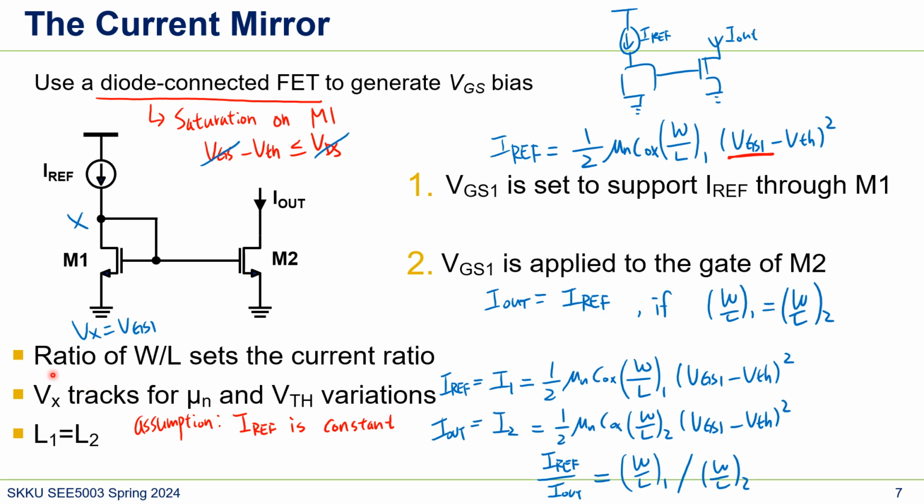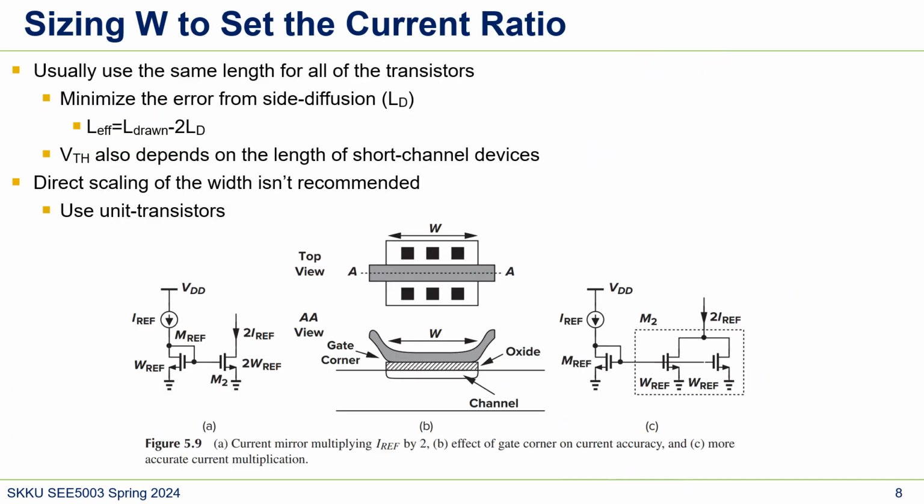This is because here we talked about that the ratio between this Iref and I out can be controlled by the ratio between W over L1 and W over L2, right? So if we want to change this ratio, we can change either L or W for each MOSFET. But we always set L1 and L2 the same. We'll discuss it in the next slides. Let's see why we have to set the length the same and size W to set the current ratio.